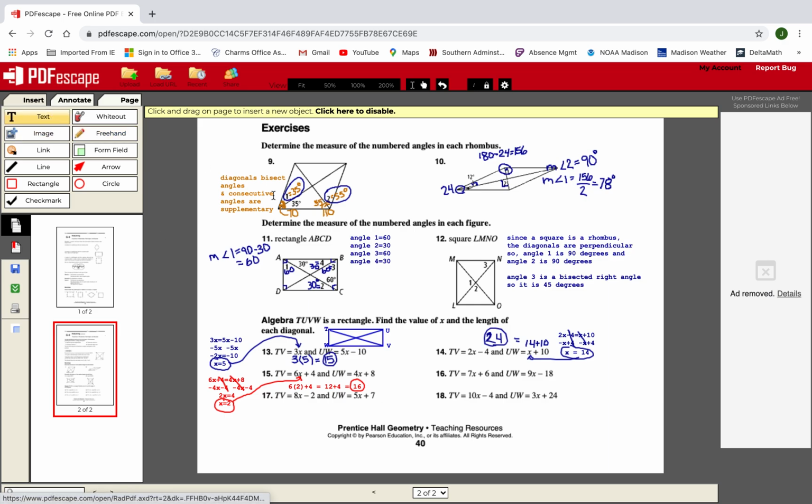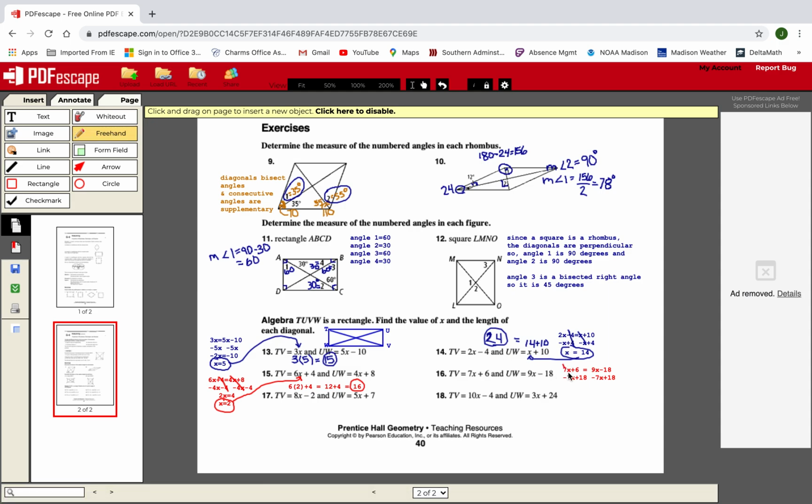All right, 16. On 16, I am starting with 7x plus 6 equals 9x minus 18. Okay, so I am going to subtract 7x from both sides. And when I'm subtracting 7x, I'm moving my x's to the right. So I'm going to move my constants to the left by adding 18 to both sides. Okay, subtracting 7x from both sides and adding 18. Always do the exact same thing to both sides. I'm sure some of you remember that from algebra.